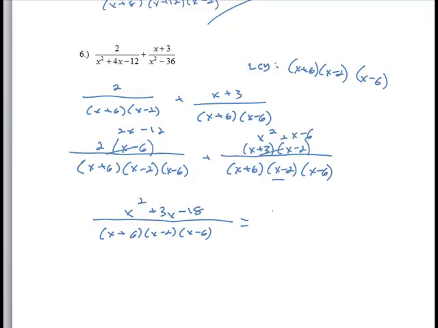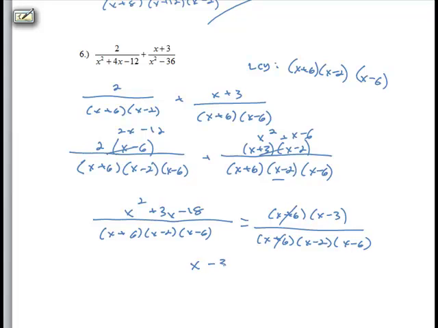That numerator factors into x plus 6 times x minus 3. Still over that same common denominator. So obviously the x plus 6's cancel out, leaving us a final simplified answer, x minus 3 over x minus 2 times x minus 6.